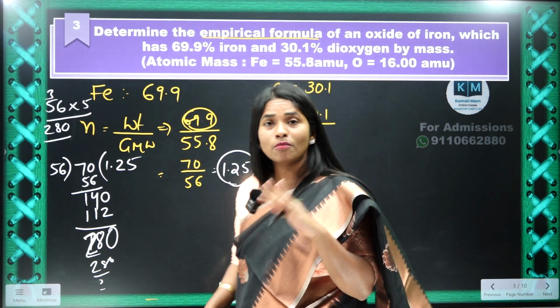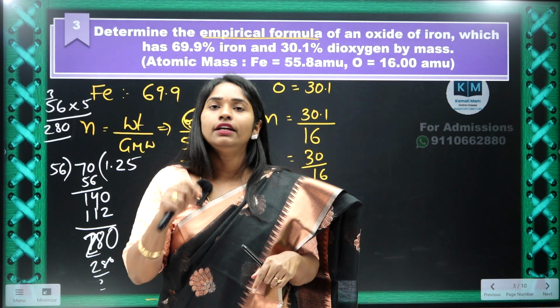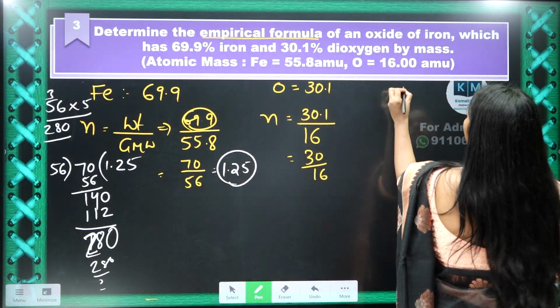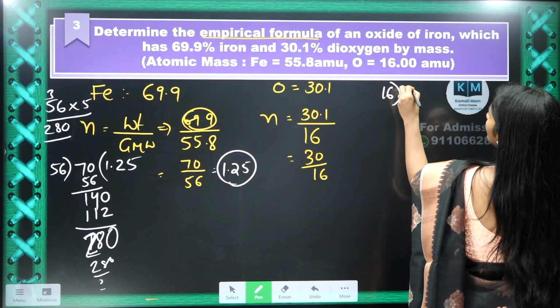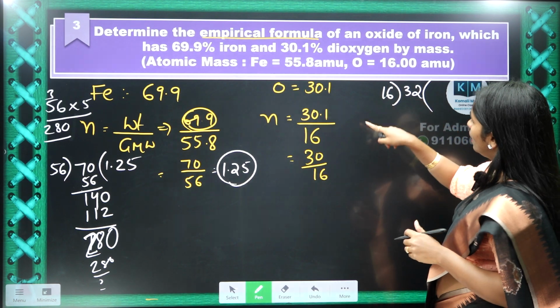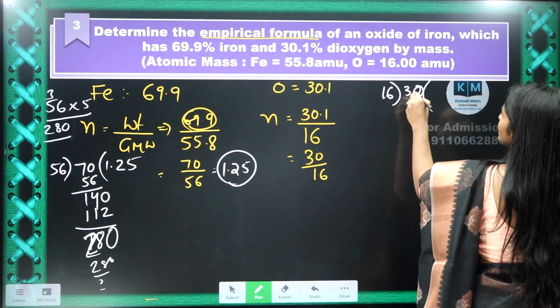This is the number of moles. First, you have to calculate the number of moles. Now, calculate the number of moles for this also. 16, 32. If it is 32, then it will be 2. But it is 30, right?